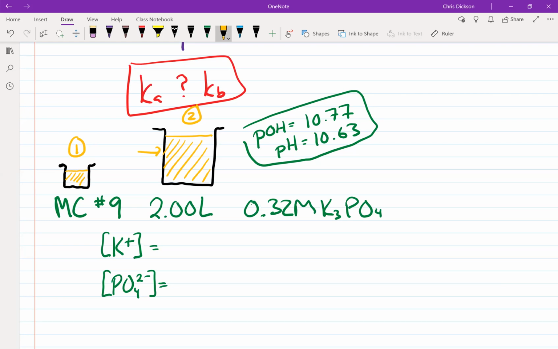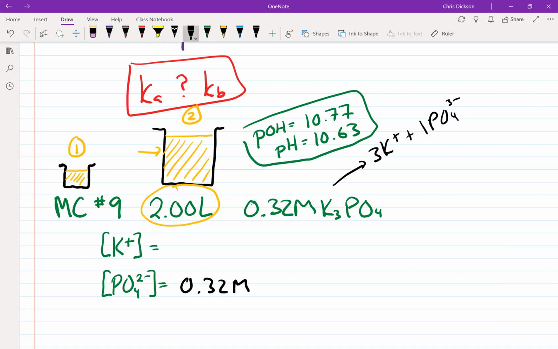So the question was asking about concentration. This 2 liters, it doesn't matter whether you had 10 liters or 50 liters or 2 gallons or a quart, whatever it is. The concentration is still constant. It doesn't change between the glasses here. The potassium ions would come from the dissociation of the salt, so you get 3 potassiums for every 1 phosphate. So the concentration of the phosphate should be 0.32 molar.